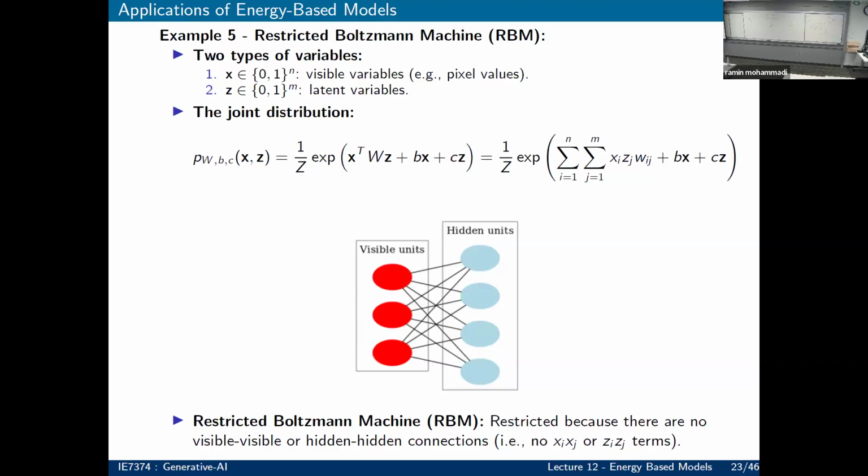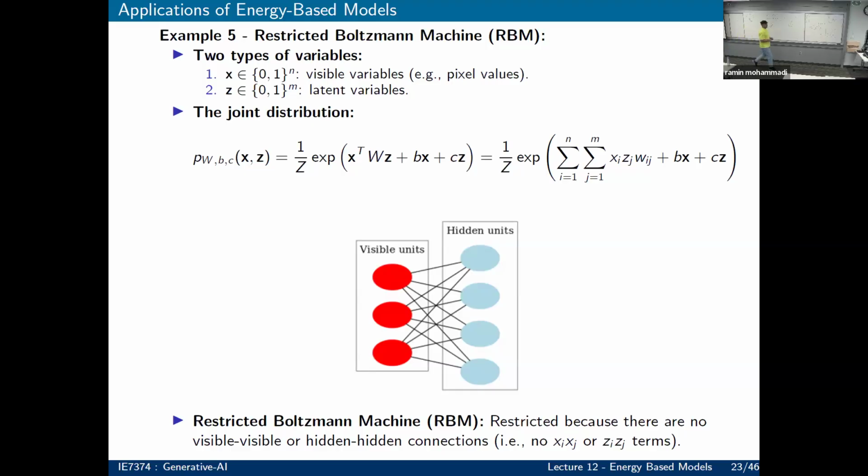Why do we call it a restricted machine? The reason it's restricted is that there is no interconnection between nodes within a layer. Nodes are only connected to the next layers. There is no connection within a layer. They are restricted from sharing information internally; they can only share information externally. That's why it becomes a restricted machine.